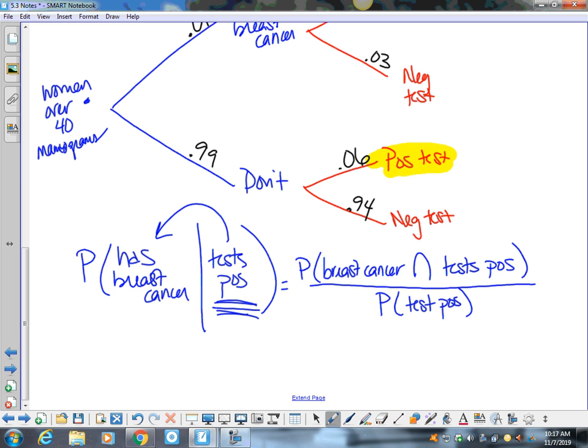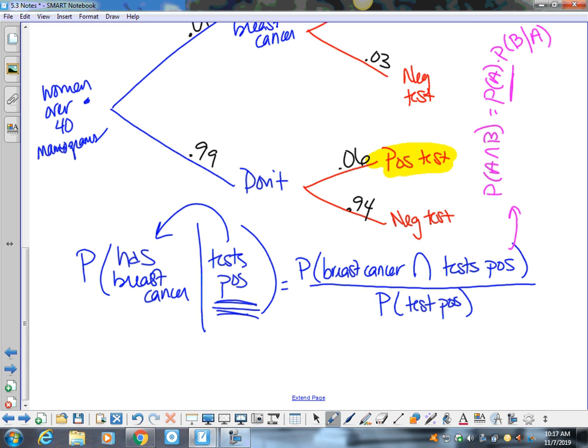Now, for your and, you also have a formula for and the tree kind of does it in the tree, which is wonderful, which is why I love trees. But an and formula, the probability of A and B is the probability of A times the probability of B given A.